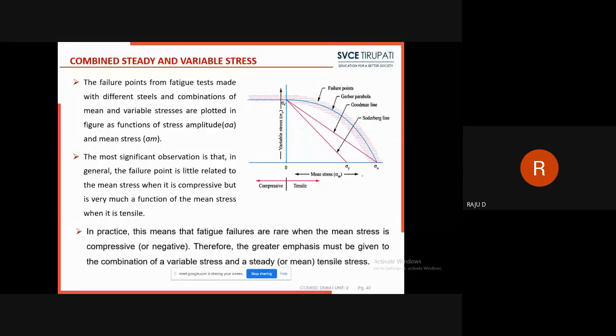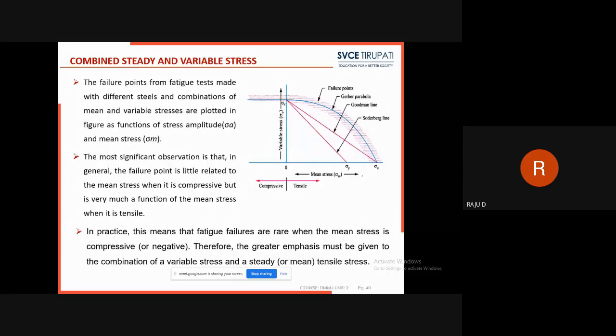Now, combined means what? If any two different types of stresses combine to cause a failure in a given specimen, it is called combined steady and variable stresses. So here, combined means it is a maximum stress.